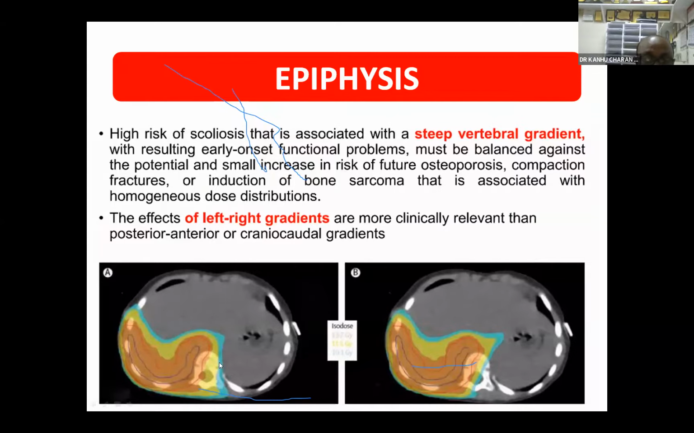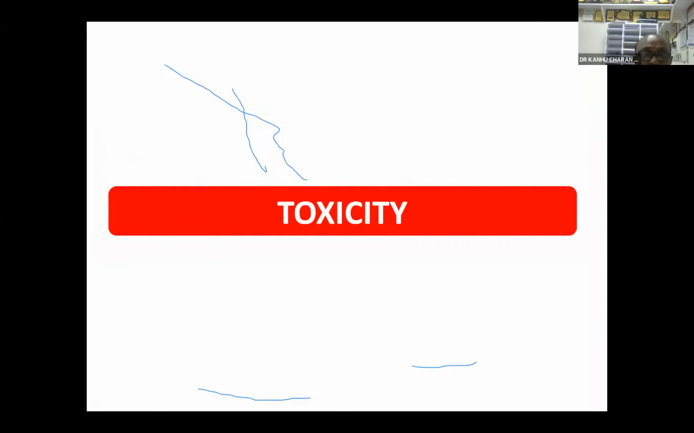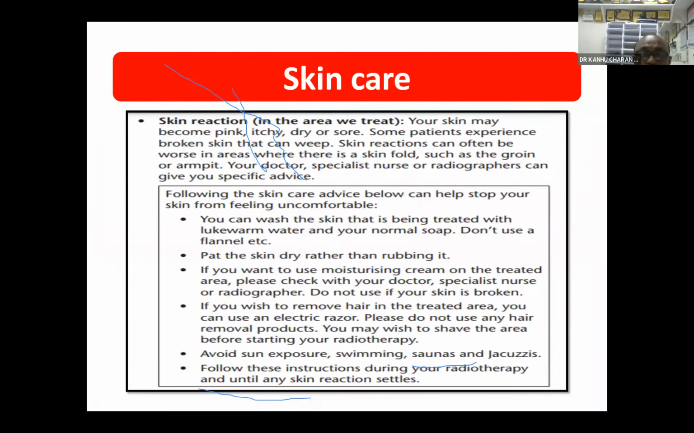Dose variations across the vertebra should follow the age criteria, and usually 3 to 5 gray variation should be there. Toxicity: the patient can get skin toxicity starting from itching to soreness, desquamation, and all these things in the acute phase. So you can use a moisturizer cream, ask them to pat the skin rather than rubbing, use baby soaps. You can remove hair in the treated area. You can use an electric razor, but avoid sun exposure and swimming, and follow instructions during radiotherapy.